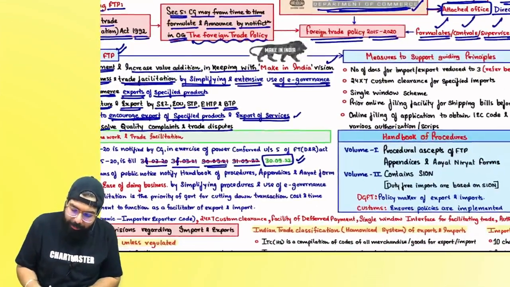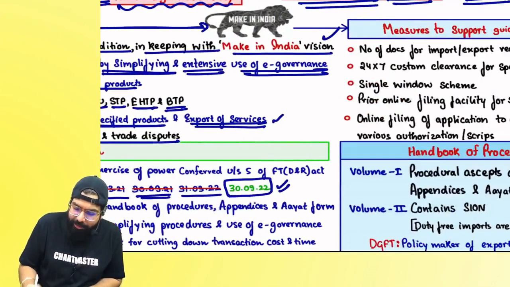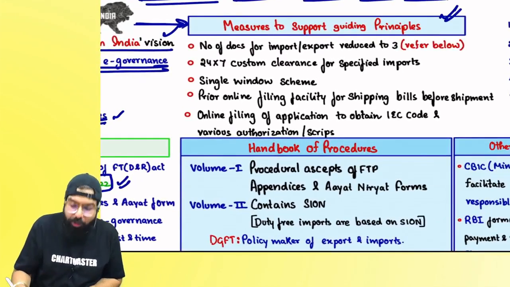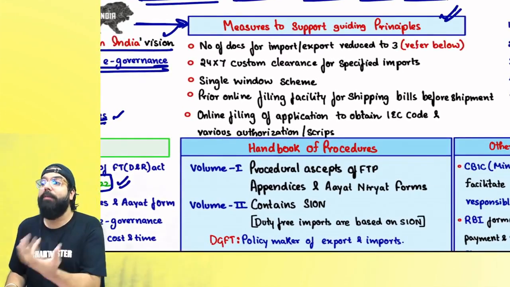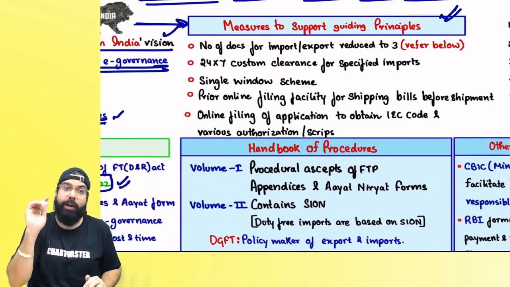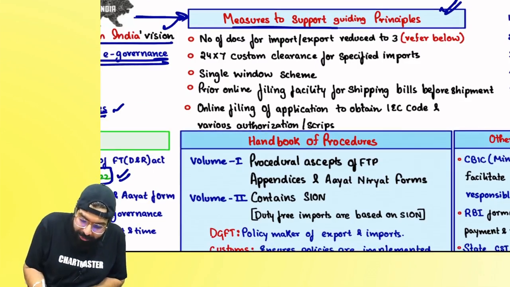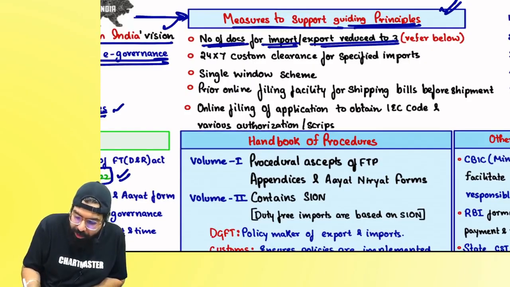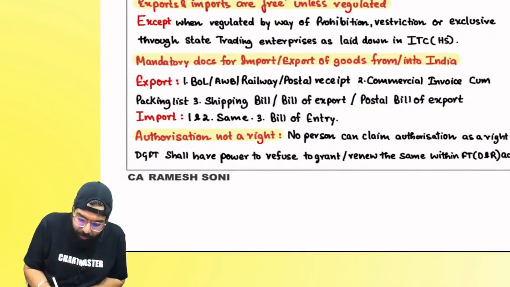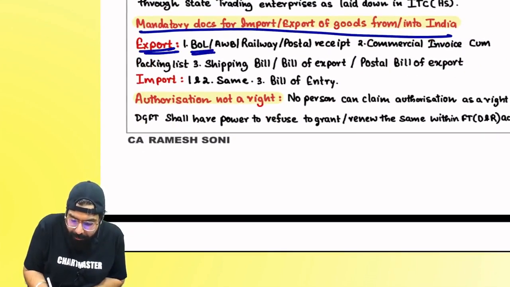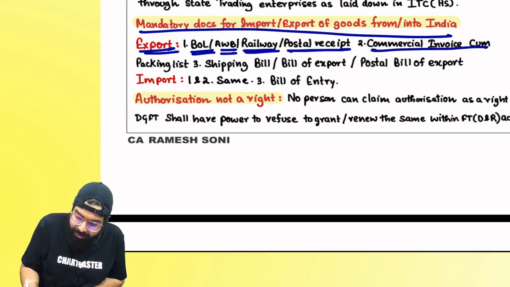Now, to make sure that this Make in India initiative and guiding principle are followed, what measures have they taken to support the guiding principle? What have they done? You are thinking, I will do ease of doing business, but what have you done? They have introduced measures to support the guiding principle. Number one, the number of documents for import or export is reduced to 3. If you export, you need a bill of lading, airway bill, railway receipt number or postal receipt. That's all. Plus commercial invoice cum packing list.